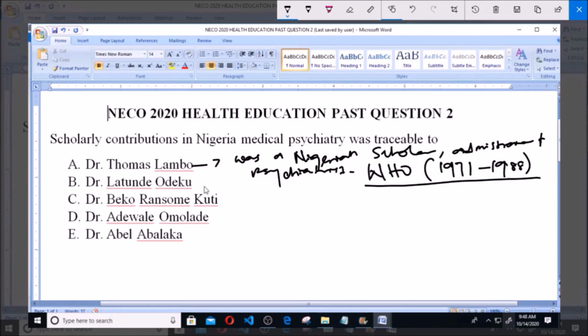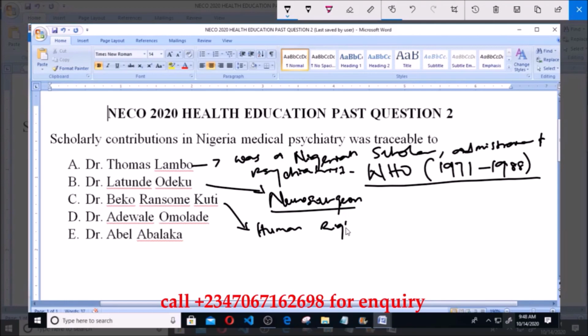Now, option B here says Dr. Latunde Odeku. Dr. Latunde Odeku is the first known neurosurgeon in Nigeria and Africa to be trained in America. The first known Western neurosurgeon in Africa and Nigeria. Now, Dr. Beko Ransome-Kuti is also a medical doctor, but he is known as a human rights activist. Now, these other doctors are not renowned in this field. So these are the major renowned doctors.